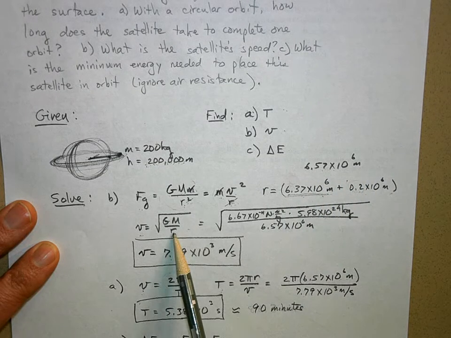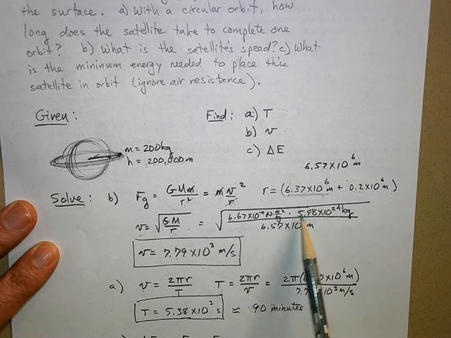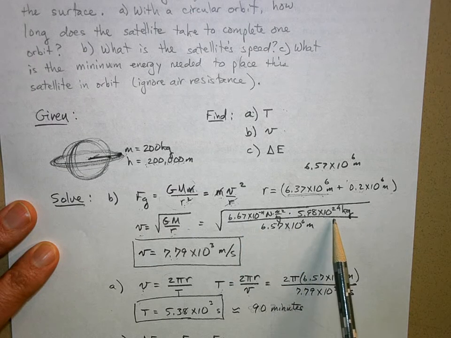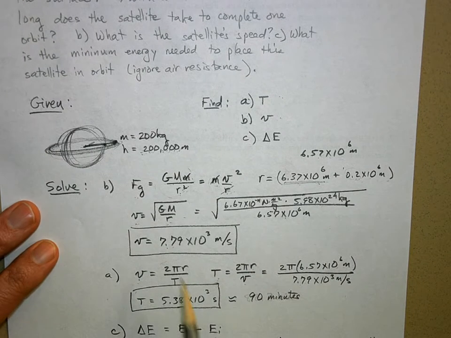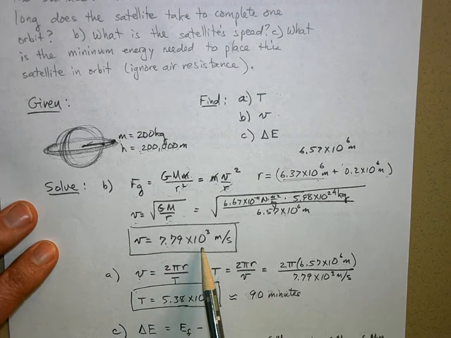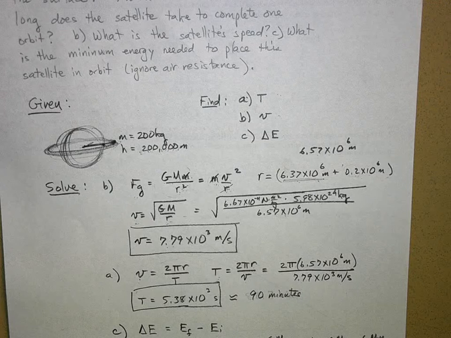So I plug that in here, and here's the gravitational constant. The mass of the Earth is 5.98 times 10 to the 24 kilograms. And when you do that, you get the speed: 7.79 times 10 to the 3 meters per second. Okay, about 5 or 6 miles per second, something like that.